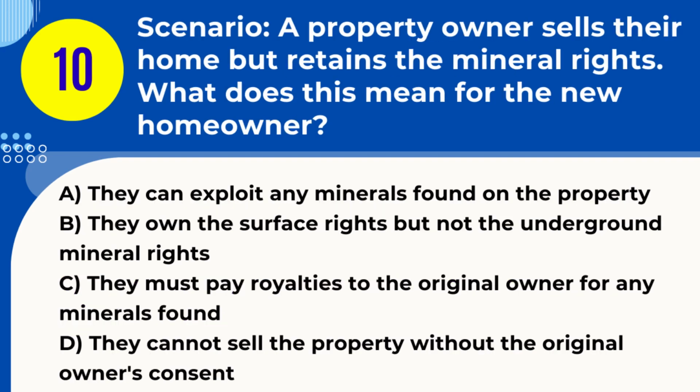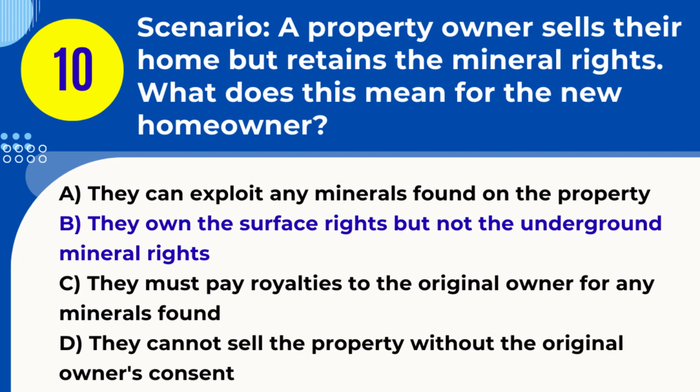Question 10. Scenario. A property owner sells their home but retains the mineral rights. What does this mean for the new homeowner? A. They can exploit any minerals found on the property. B. They own the surface rights but not the underground mineral rights. C. They must pay royalties to the original owner for any minerals found. D. They cannot sell the property without the original owner's consent.